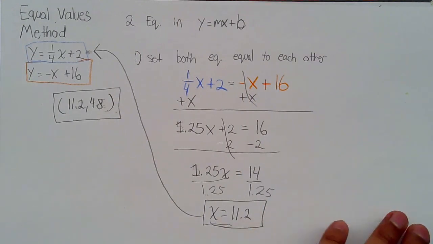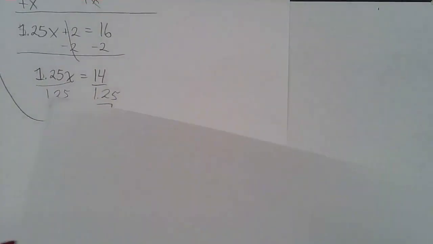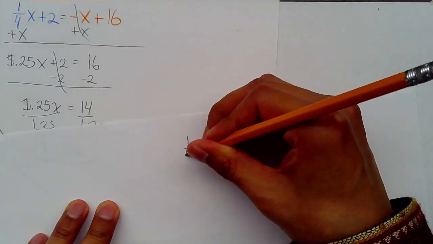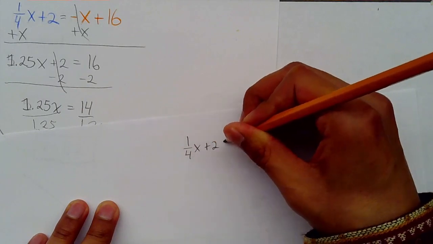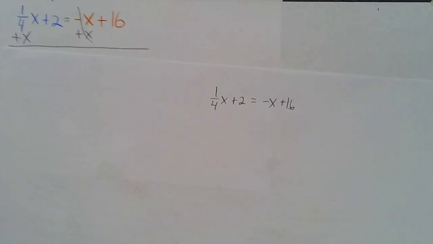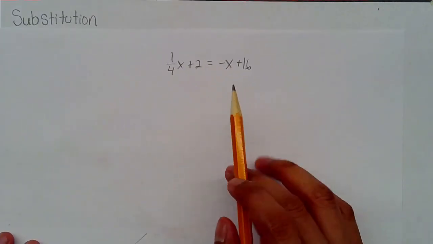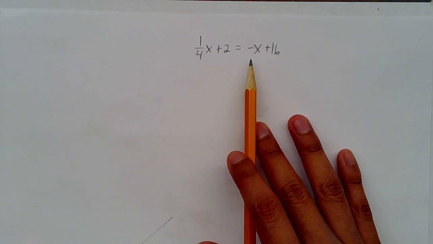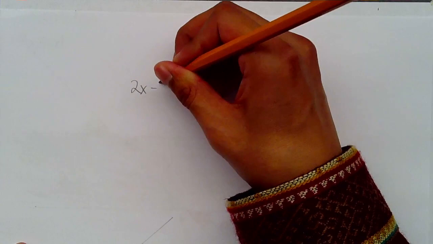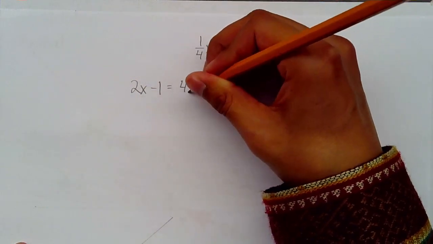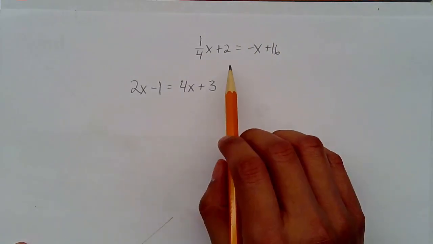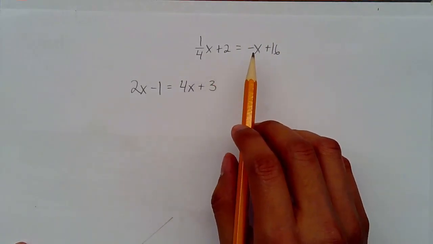If I were to copy this over to a new page, we have 1/4 x plus 2 is equal to negative x plus 16. You know how to solve that. This is not a hard equation to solve. How would you solve, for example, 2x minus 1 is equal to 4x plus 3? It's the exact same process you would use to solve this one up here.